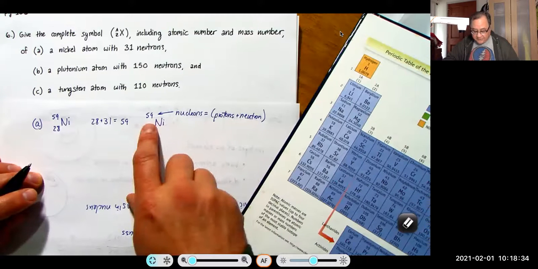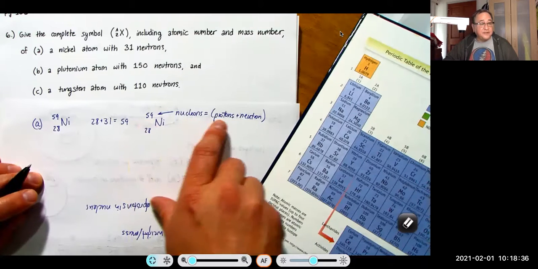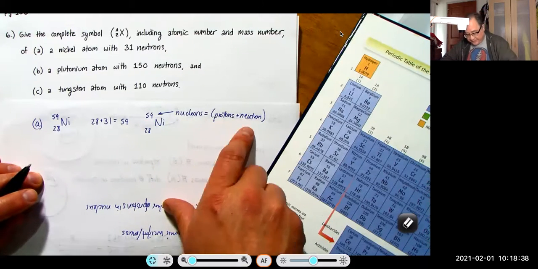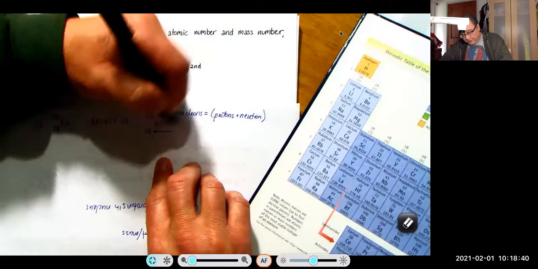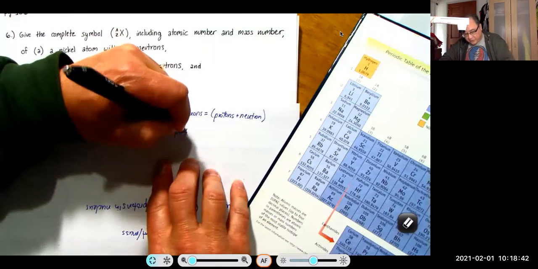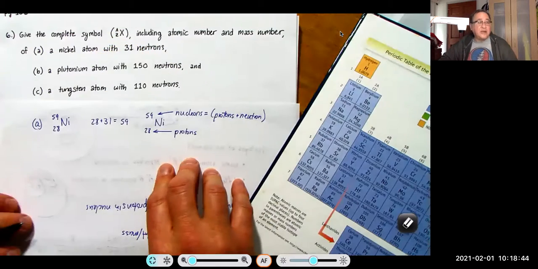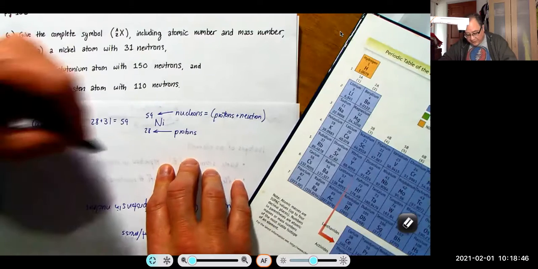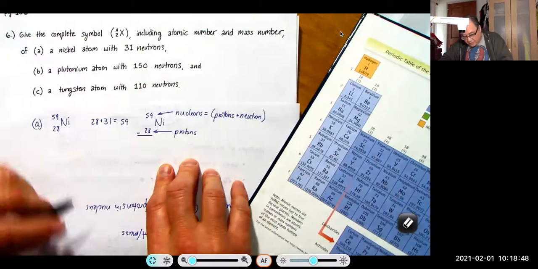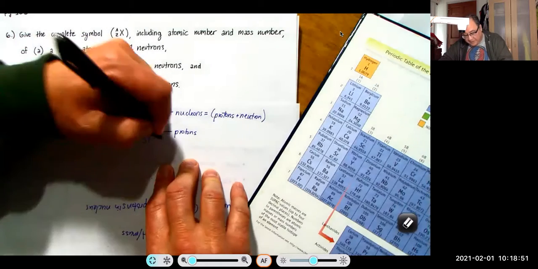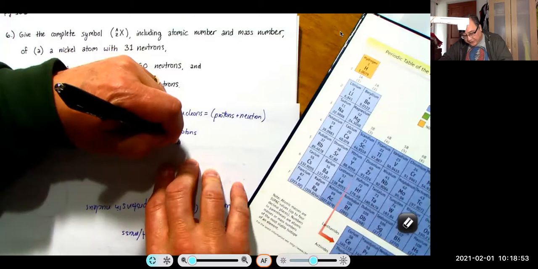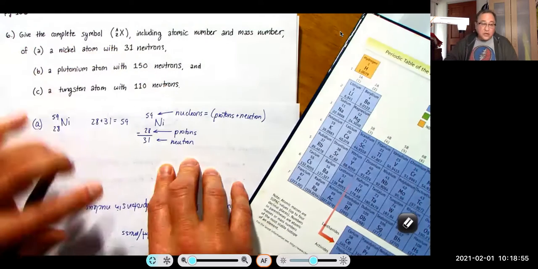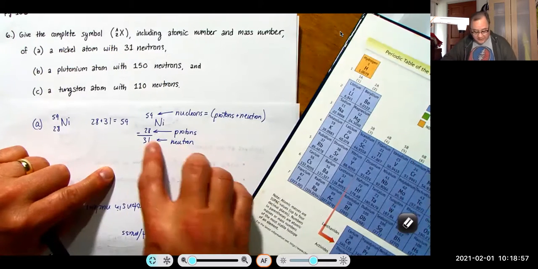And here you can see we have 59 nucleons. So therefore we have 59 protons and neutrons. This is protons. So all nickel atoms have 28 protons. And if we set this up like a subtraction, that would be the number of neutrons, because clearly the number of protons and neutrons should equal the number of nucleons.